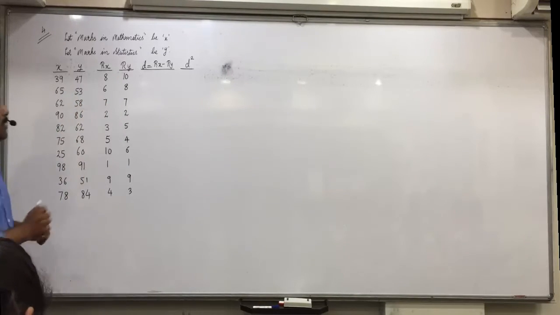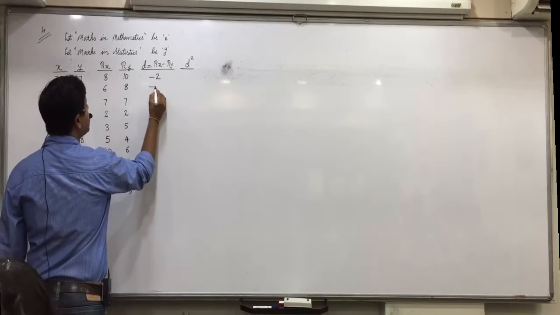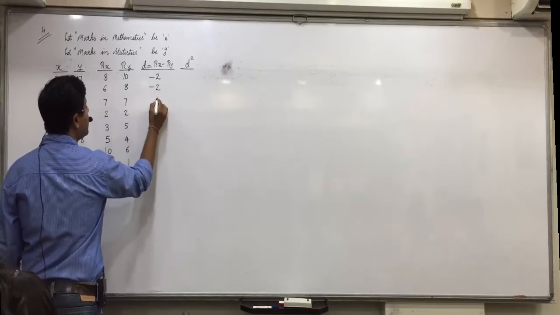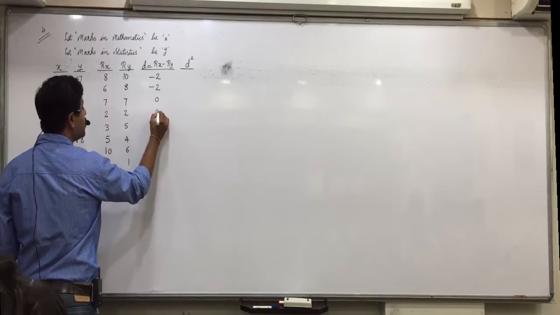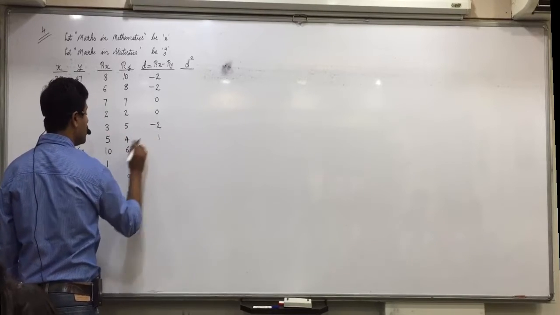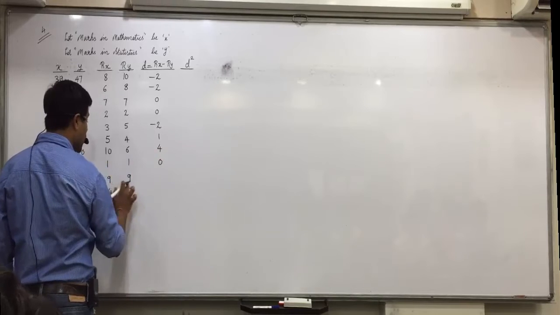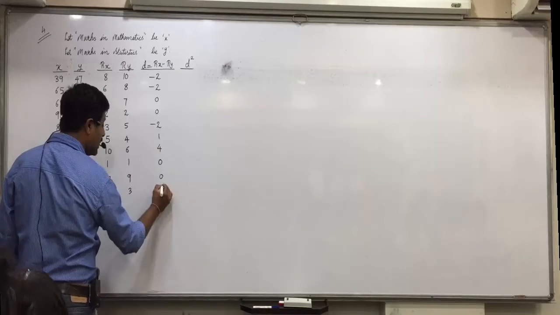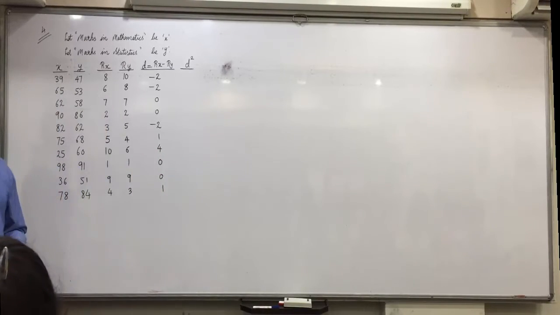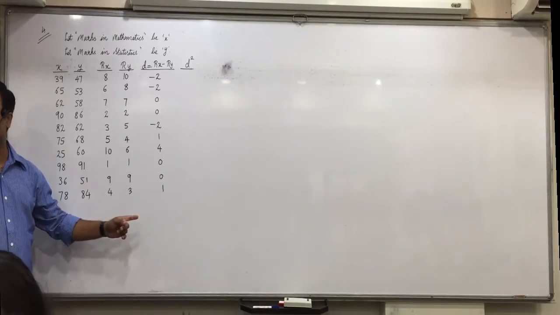Rx minus Ry. 8 minus 10. 6 minus 8. 7 minus 7. 2 minus 2. 3 minus 5. 5 minus 4. 10 minus 6. 1 minus 1. 9 minus 9. 4 minus 3. Got it, everyone? Raise your hand who did not understand D values.